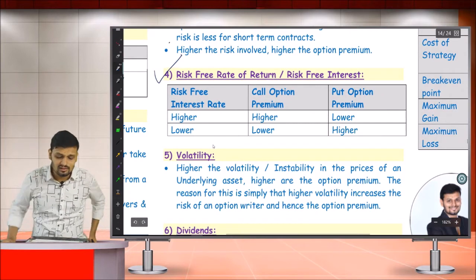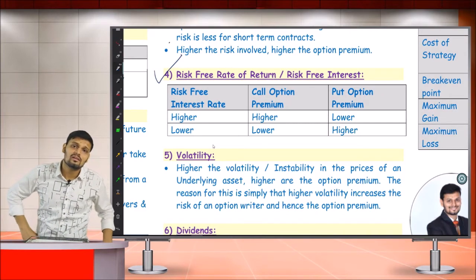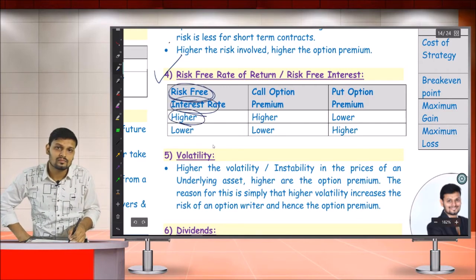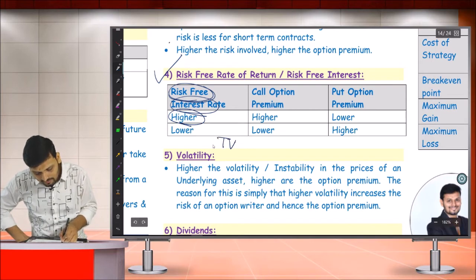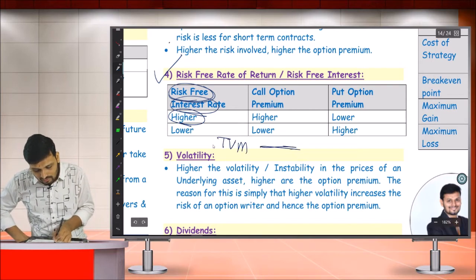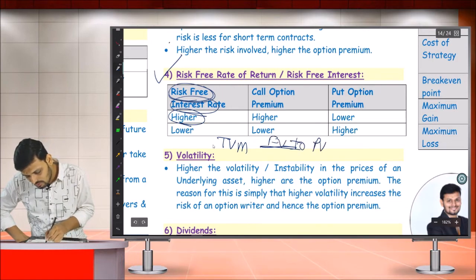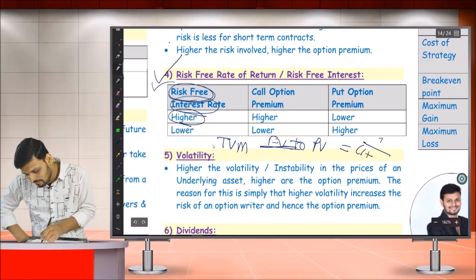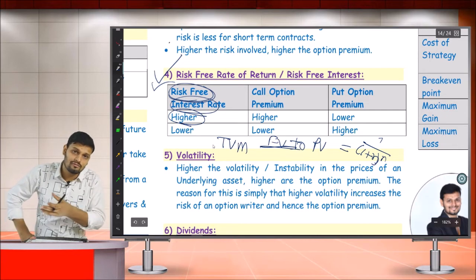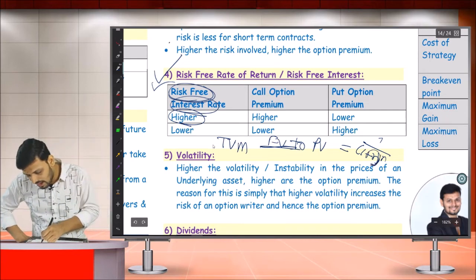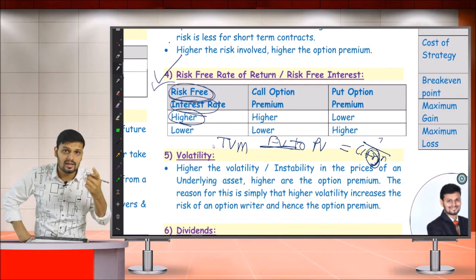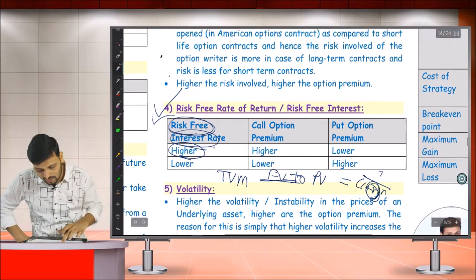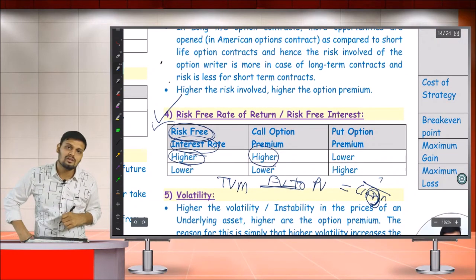Next is, by risk free rate of return, how will our premium change? If the risk free rate of return is high, can I tell, for TVM, that is time value of money, how do we bring future value to present value? By discounting it with the risk free rate of interest. What is discounting? 1 divided by (1 plus r) power n. If you do this, you will be able to bring future value to present value. If this r is high, that means there is a lot of time value of money. Higher the time value of money, higher is the call option premium.